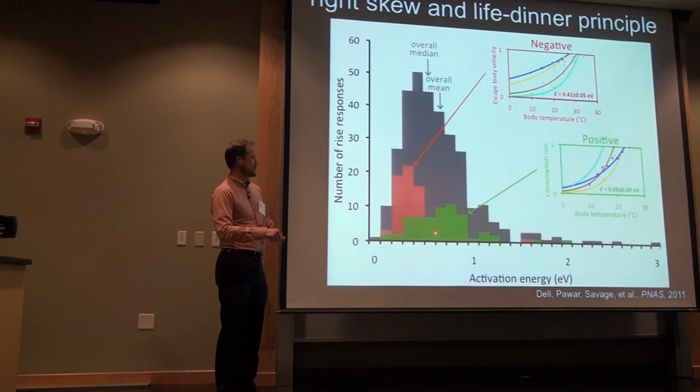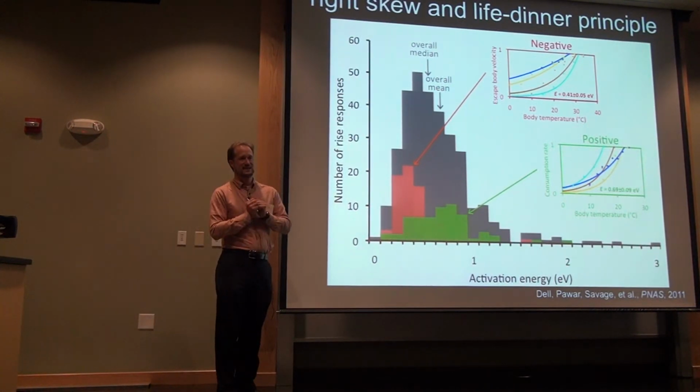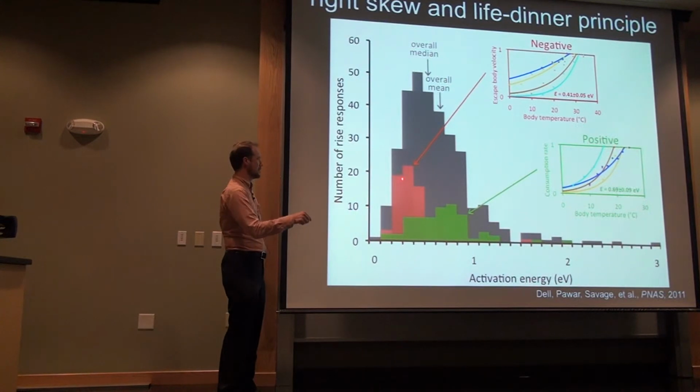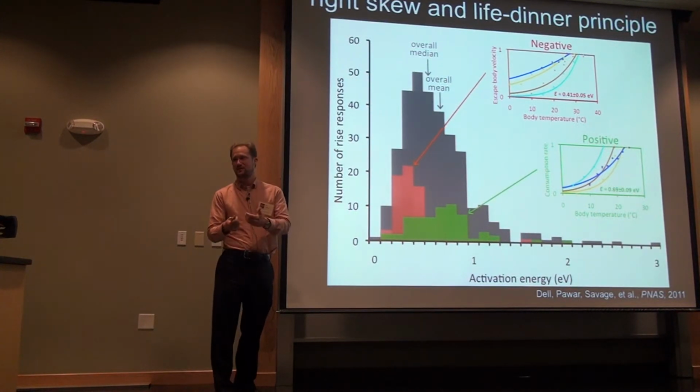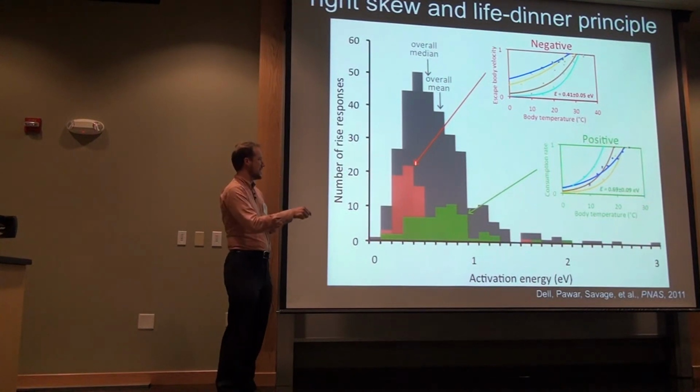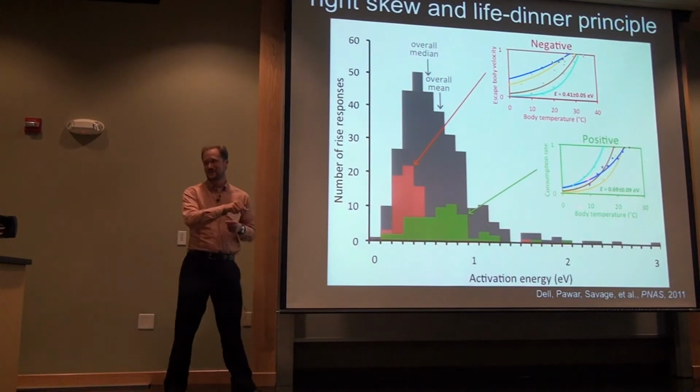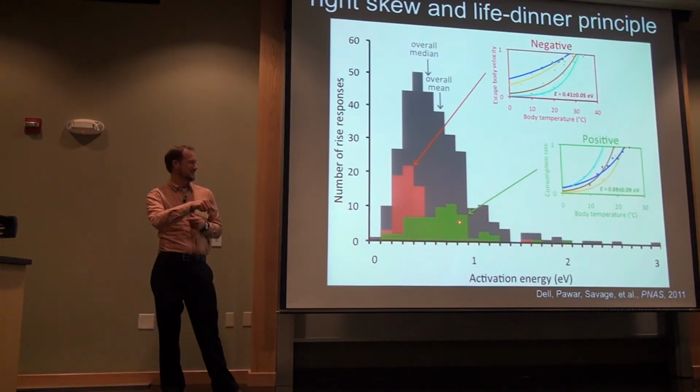But if we look at just the interaction traits, the green here are positive traits, which means things like attack or consumption. And the red data here are traits like escape or defense, more negative versus positive traits. And the red traits are on the left side of the distribution, so lower activation energies, meaning less response to temperature. And the right-hand side is positive response. It means it's a stronger response to temperature.